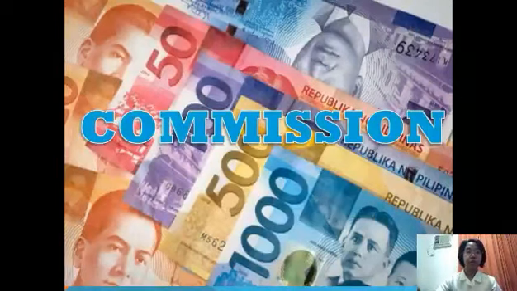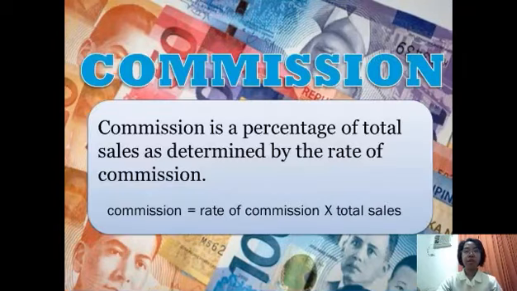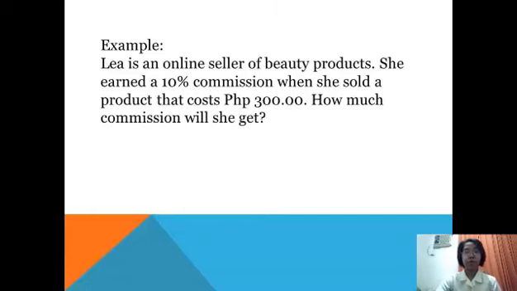So now let us move on to commission. Commission is a percentage of total sales as determined by the rate of commission. To solve for commission, you just have to multiply the rate of commission to the total sales. For an example, Leia is an online seller of beauty products. She earned a 10% commission when she sold a product that costs 300 pesos. So how much commission will she get?